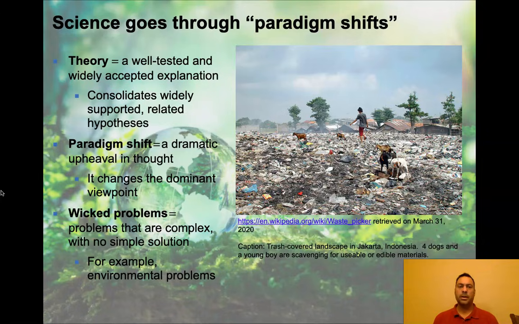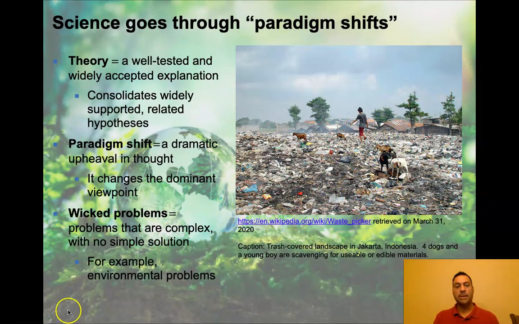Now, some problems are what we call wicked problems. These are extremely complex problems that don't have any simple solution. In fact, there might not even appear to be a single solution to any of it. And environmental problems are classic examples of wicked problems. Here we see a trash-covered landscape in Jakarta, Indonesia. The boys out here are scavenging for usable and edible materials. The dogs are out here eating whatever they can find. And in a weird way, them being out there doing this helps clean the landscape. But in another way, it also encourages more poverty. And this is obviously not the way you want to live, right?